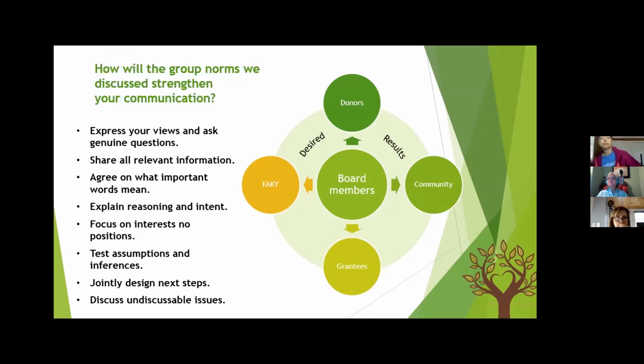But are there ways that you think these group norms will strengthen that communication? I don't see how it couldn't. And I realize I was muted that whole time. Yeah.